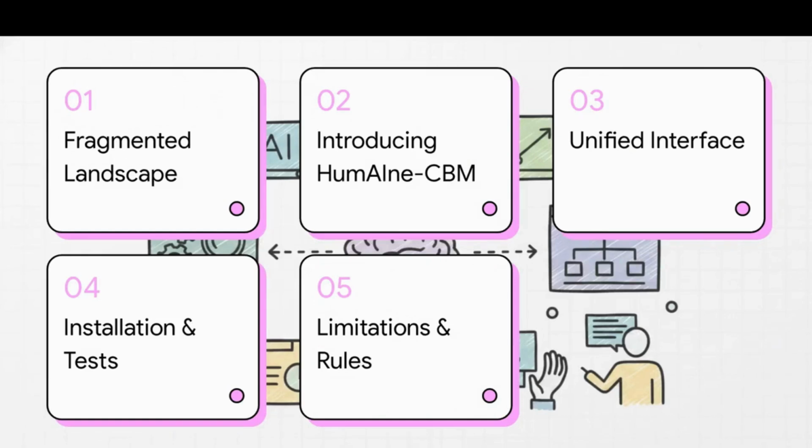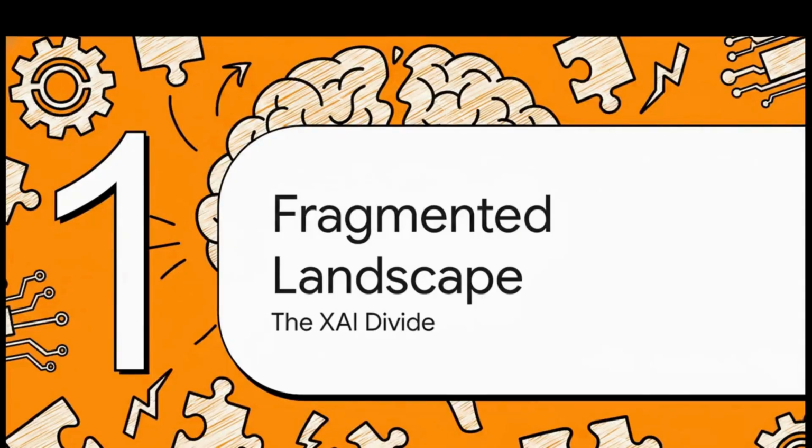Here is our roadmap for today. 1. The fragmented XAI landscape. 2. Introducing HumAIne CBM. 3. The unified interface. 4. Smoke tests and installation. And finally, 5. Limitations and core rules. Okay, let's dive right into this.